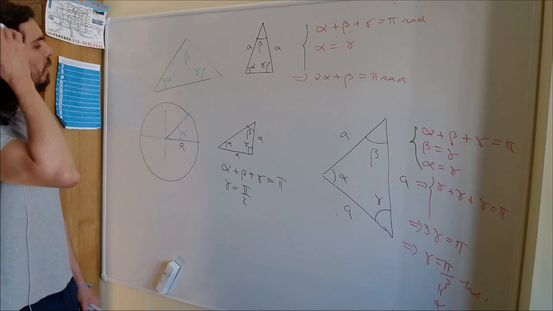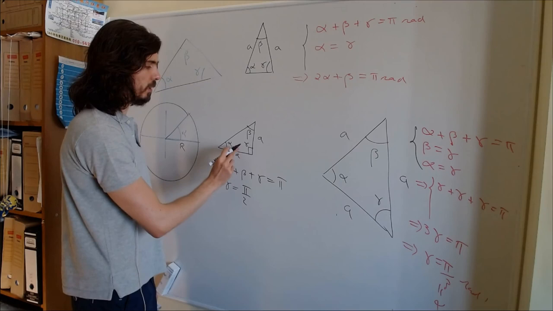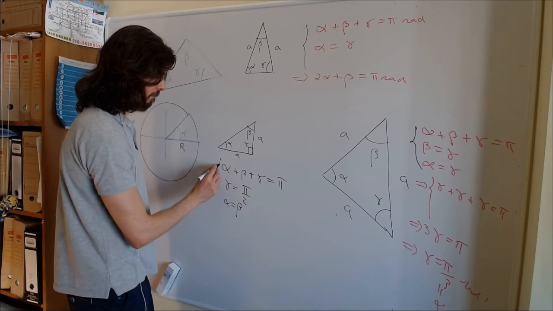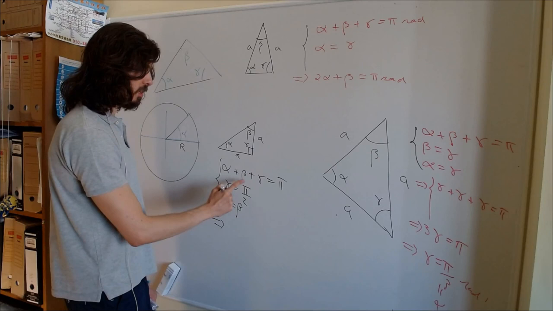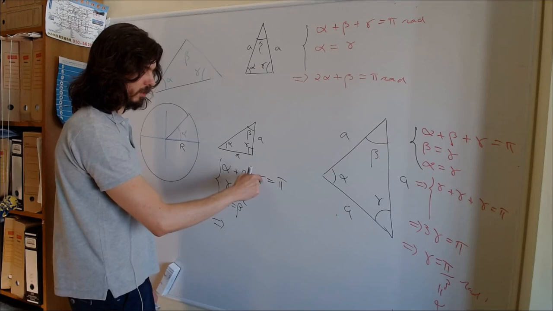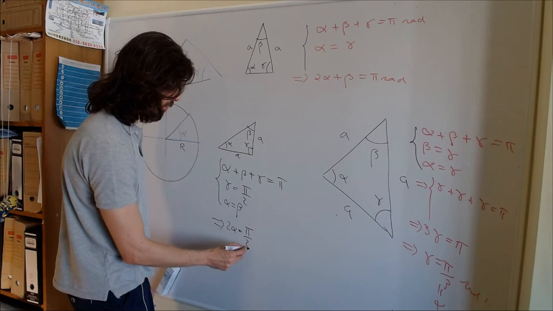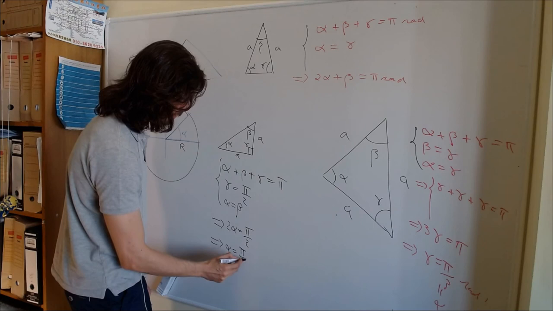And because these two sides are the same, it means that these angles are the same. Let's do it. You substitute here the gamma, you get a pi over 2 here. As you subtract pi over 2 from both sides, instead of pi, you get pi over 2 here. So you have 2 alpha equals pi over 2, which means that alpha is equal to pi over 4, which is equal to beta. Of course, in radians.